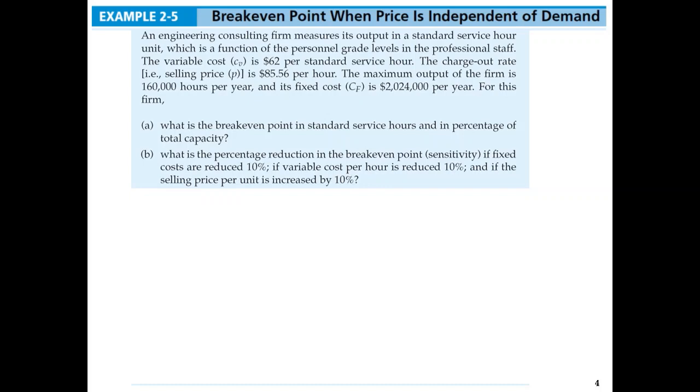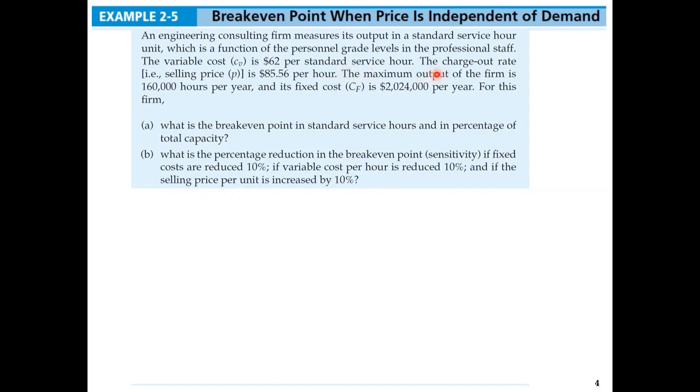The next sentence says that the variable cost, and it already provided us with CV, this is the unit variable cost, is $62 per standard service hour. We say that this is the unit variable cost, and what is our unit here? It is the standard service hour. So per each service hour, the cost is $62. Then it means that this standard service hour unit is what we measure our cost in terms of.